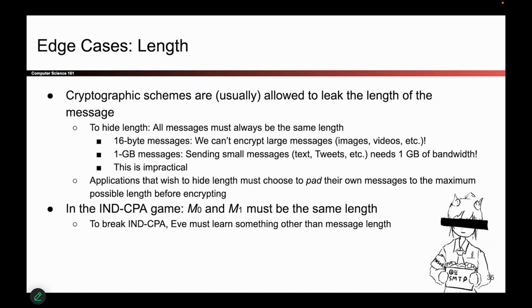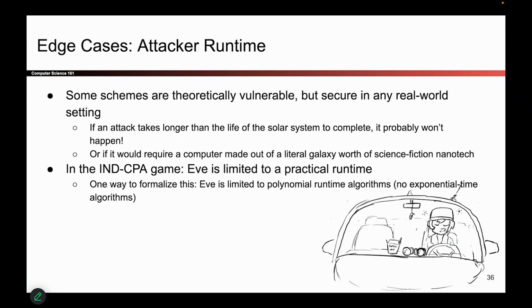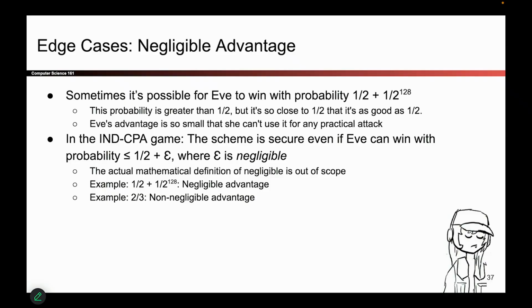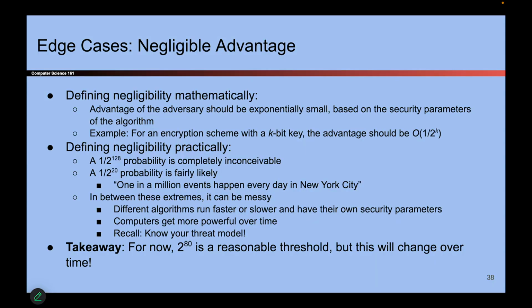So to summarize, those are our three edge cases. One is we don't care about length. To fix that, we changed the game to restrict Eve's challenge messages, M0 and M1, to the same length. Second edge case was we don't care about the runtime. We don't care about attacks that take forever and that have really long run times. So we restrict Eve to using polynomial time algorithms that finish in a reasonable amount of time. And the third edge case is we don't care about advantages that are so small that they cannot be converted to practical attacks. So Eve has to win with better than 50% in a non-negligible way, something significant. And if you care about the definition, I've listed it here, but you don't have to know it for this class.